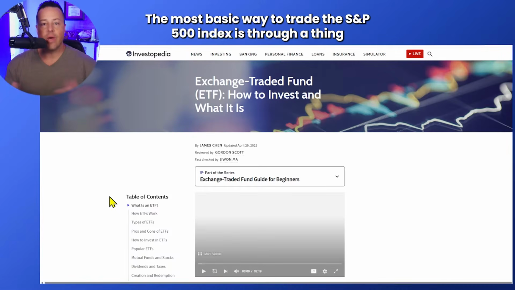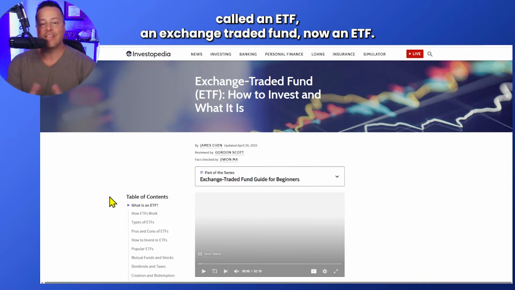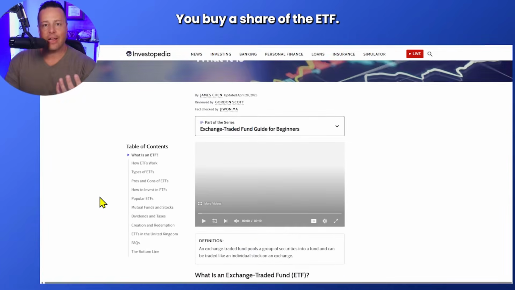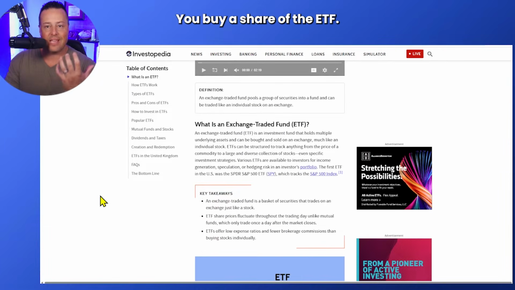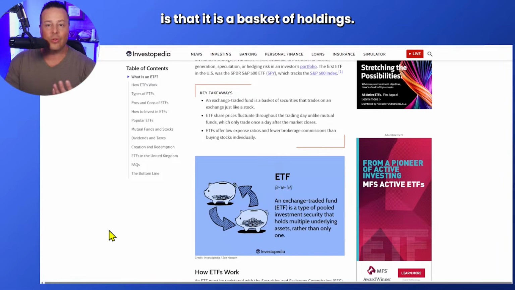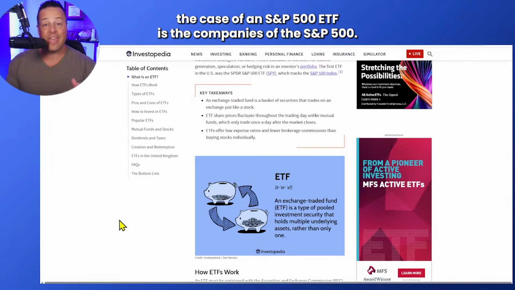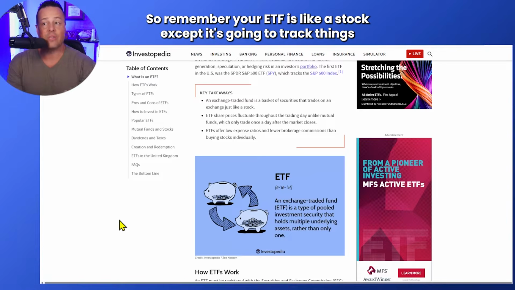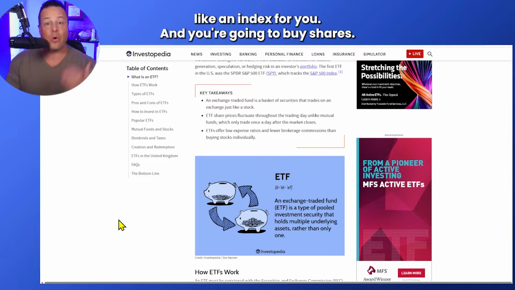The most basic way to trade the S&P 500 index is through an ETF, an exchange-traded fund. Now, an ETF, think of it like a stock. You buy a share of the ETF. The way that it's different from an individual stock is that it is a basket of holdings. And what those holdings are in the case of an S&P 500 ETF is the companies of the S&P 500. So remember, your ETF is like a stock, except it's going to track an index for you, and you're going to buy shares.